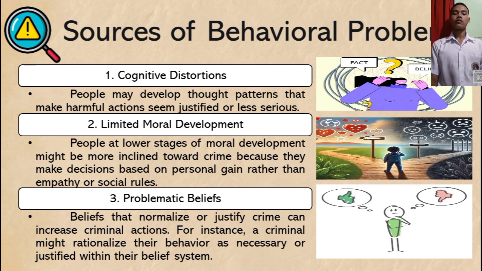An example of limited moral development is a teenager who steals from a store. At a lower stage of moral thinking, the teenager only cares about getting the item for themselves, without thinking about the harm to the store or the rules they are breaking. They might say, I want this and can't afford it, so it's not fair, showing no concern for how their action affects others. This focus on personal benefit instead of following rules or considering others makes them more likely to commit a crime.